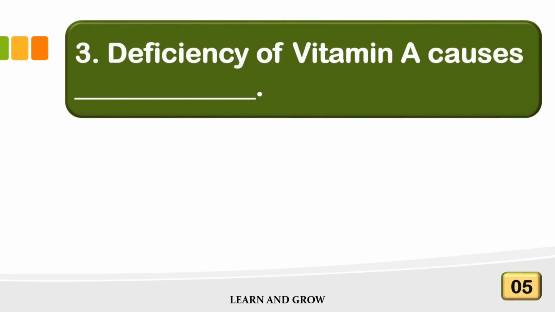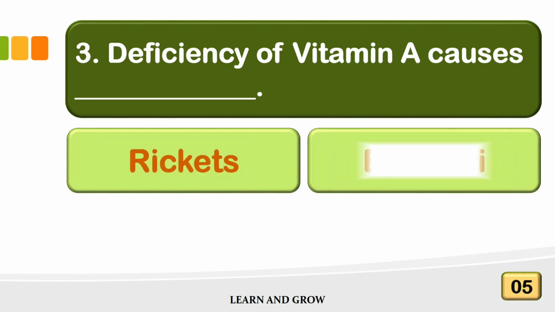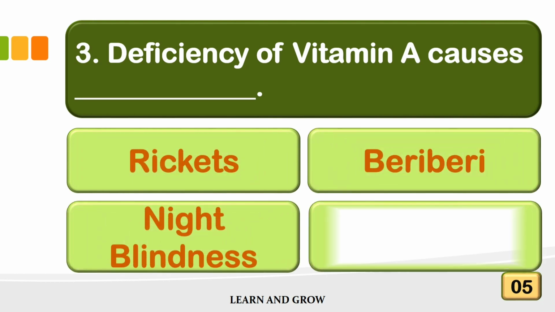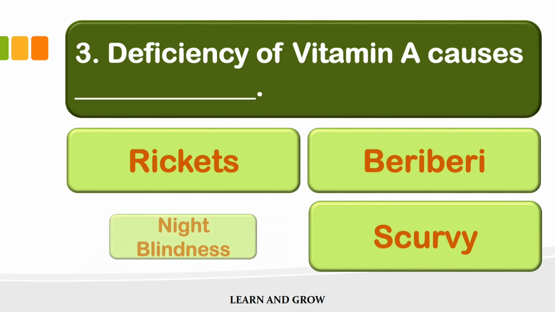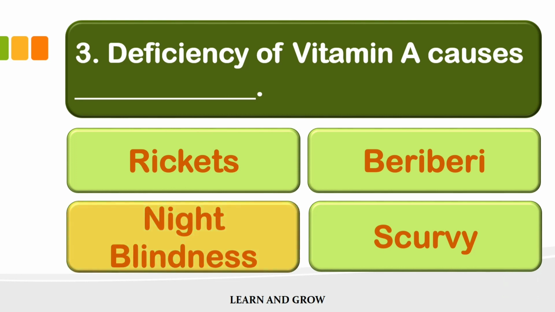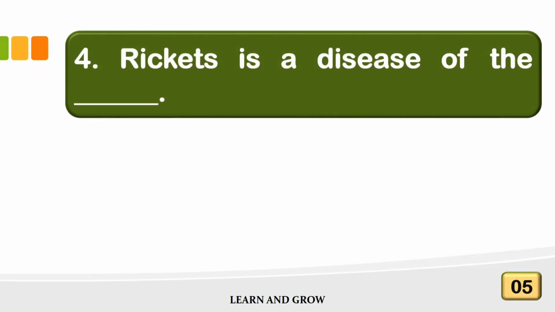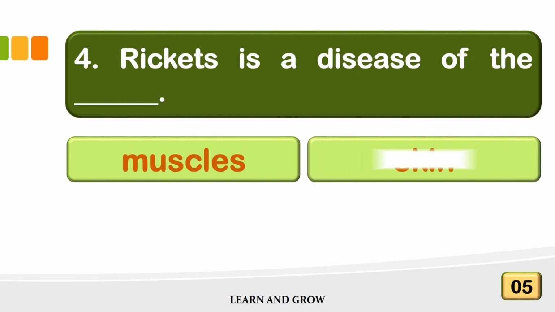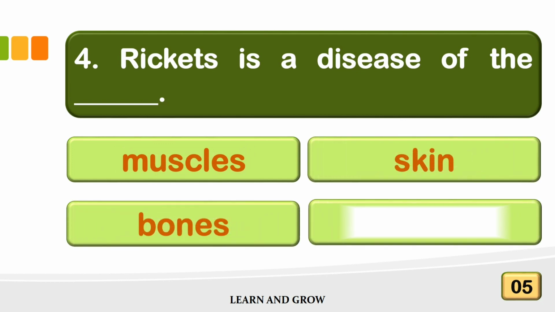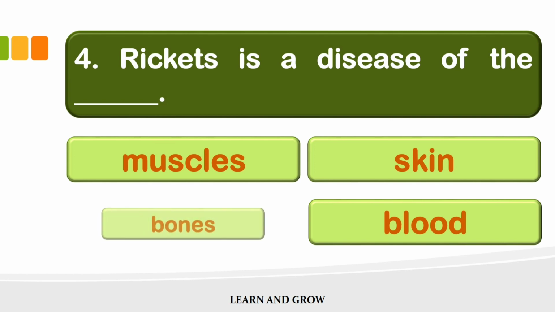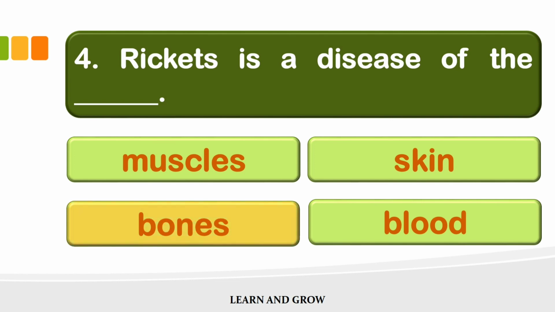Deficiency of vitamin A causes... The right answer is night blindness. Rickets is a disease of the... The right answer is bones.